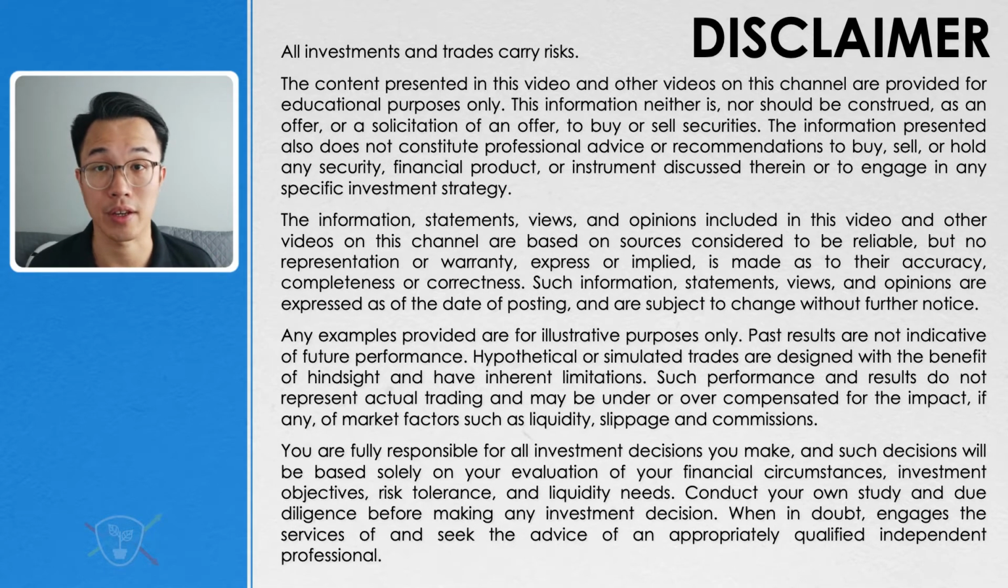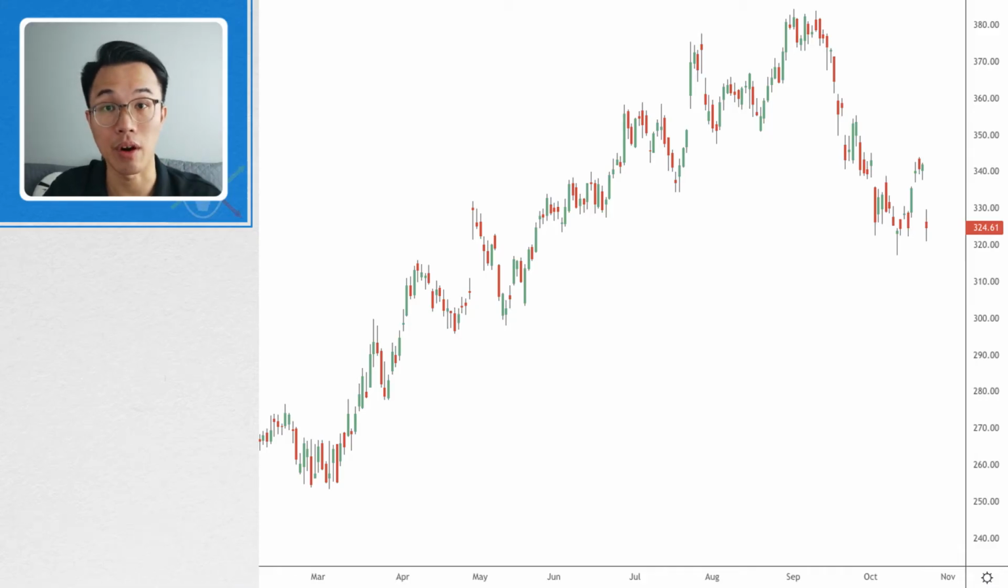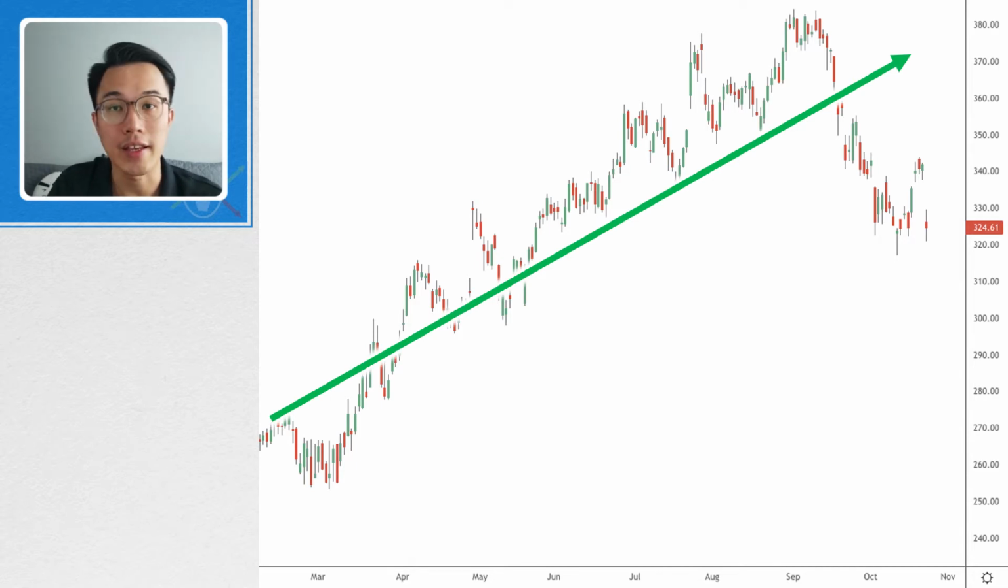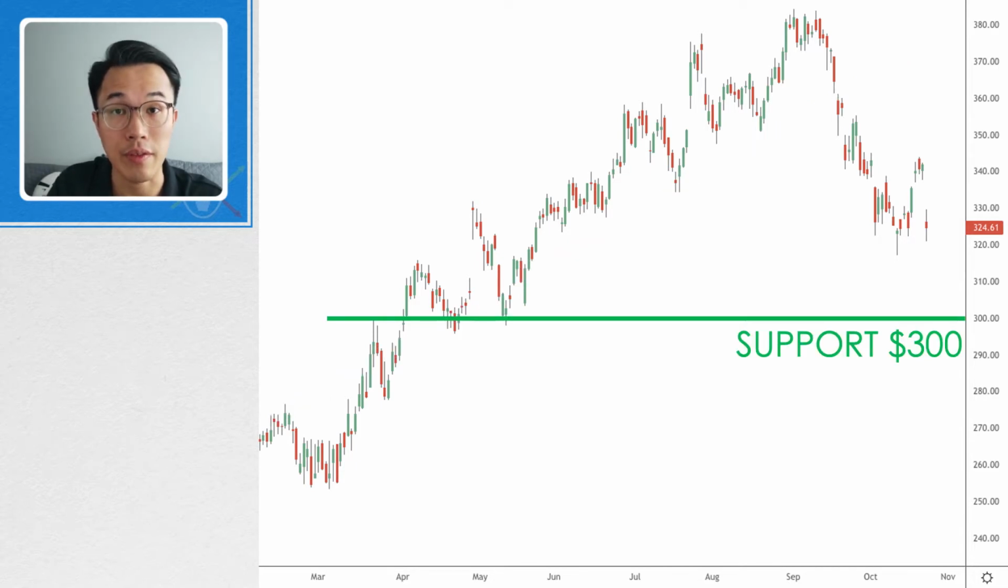This is an example of an uptrending stock. And let's say I think that this support line is really strong and the price is quite likely going to remain above $300. I want to execute a position that gives me the benefits of selling options, but I also want some protection in case I am really wrong.